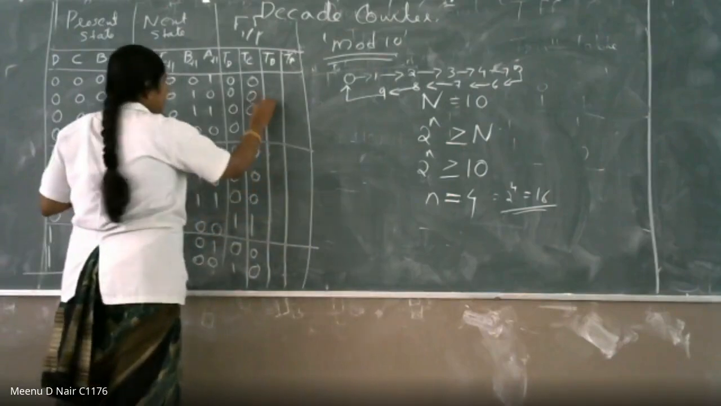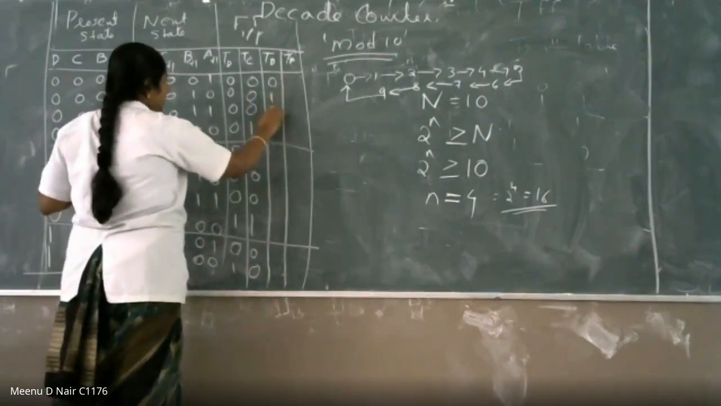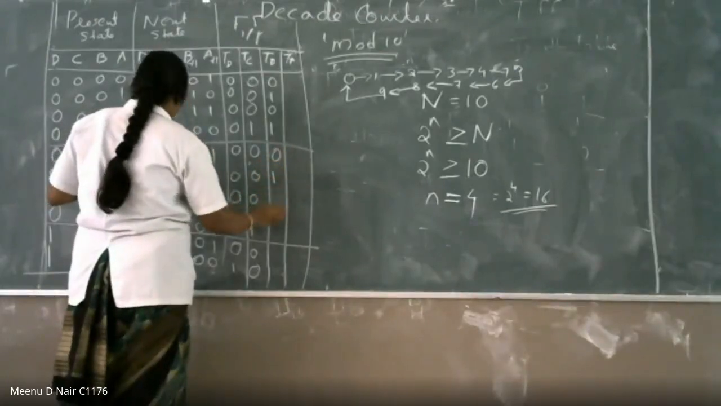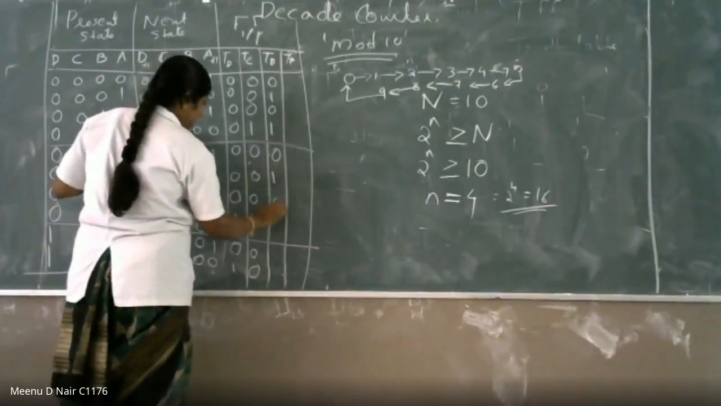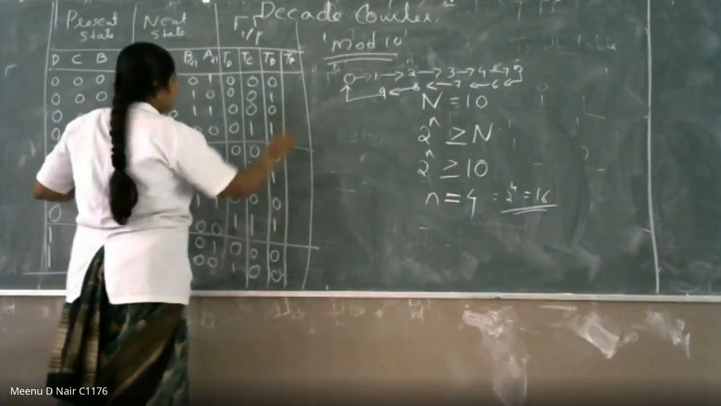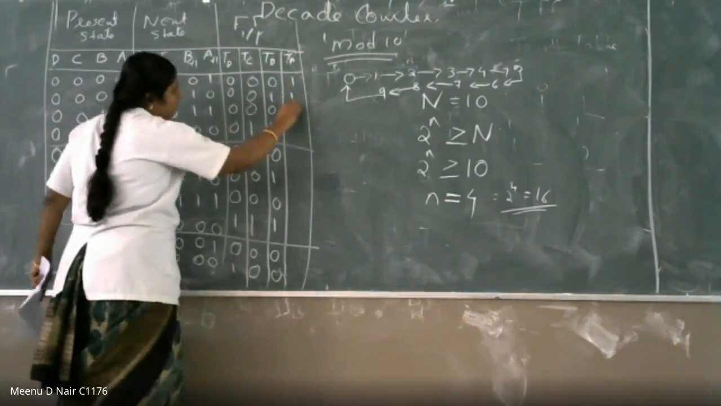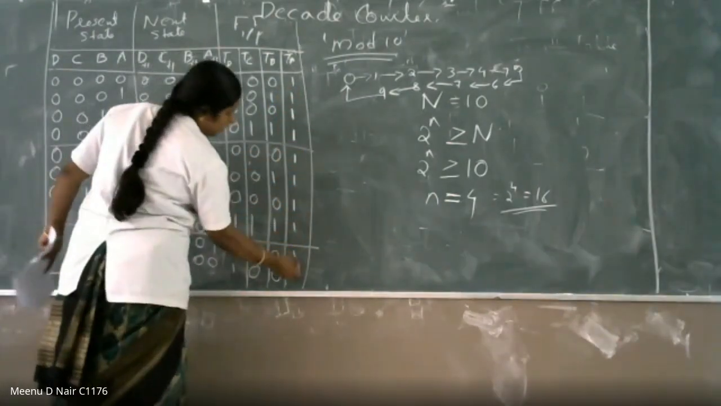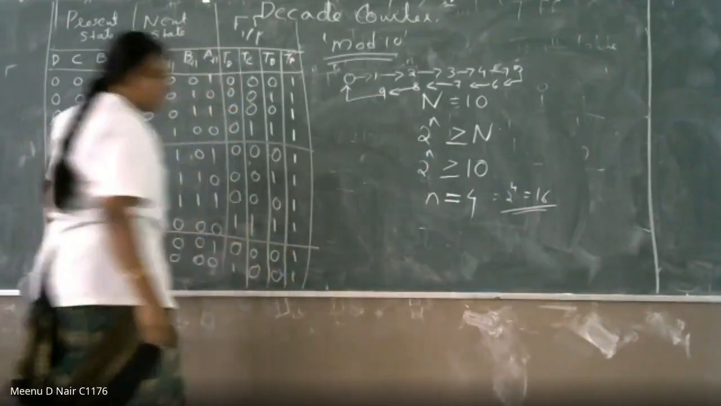And for TV, this is 0, 1, 0, 1. Then here also 0, 1, 0, 1. These are 0, 0. Then for PA, all are 1. Okay. 1, 1. This is the answer. Okay.